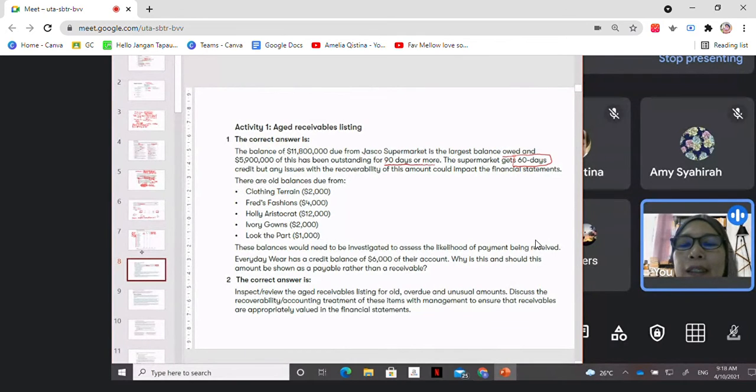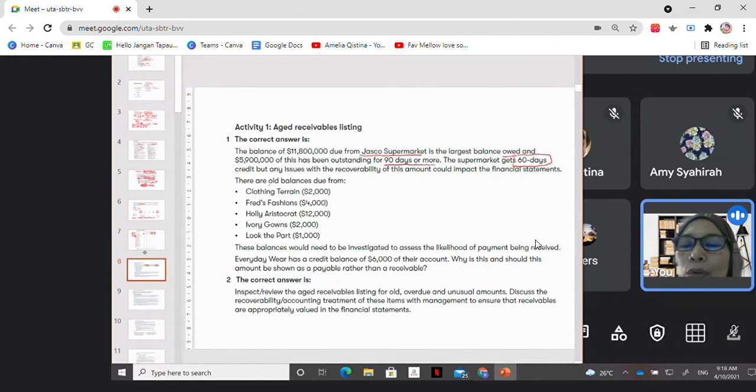Okay, and there are all balances due also. So that is what you should do for Justco supermarket. Okay. The second one, you will have to look at the old balance due from Clothing Terrain, Fred Fashion, Holy Aristocrat, Ivory Grounds and Look the Part. So these are the old balances.